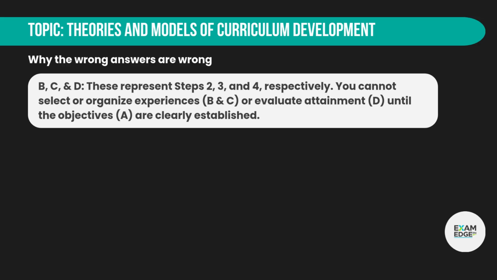Why the wrong answers are wrong: B, C, and D. These represent steps 2, 3, and 4, respectively. You cannot select or organize experiences, B and C, or evaluate attainment, D, until the objectives, A, are clearly established.